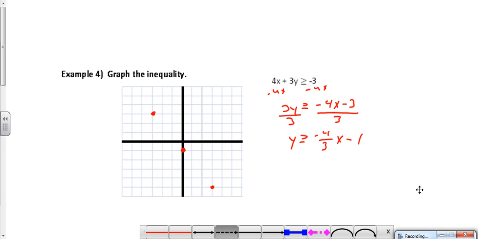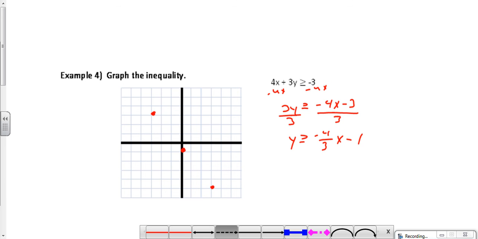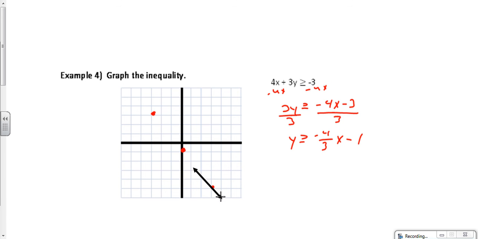Okay, so we were going to graph this with a solid line because it is a greater than or equal to. Alright, so we would go, and that's our line, but we have to shade. Now it's greater than or equal to, so y's get greater as you go up, so we will shade above it. And that works for that one.